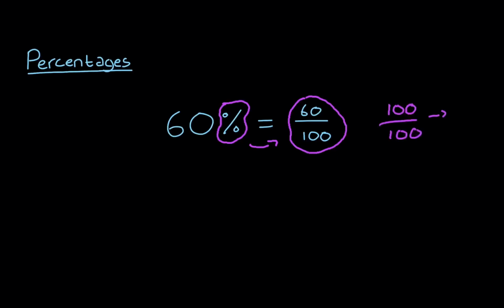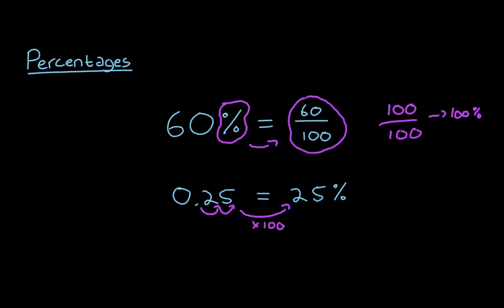which is essentially 100%. Now you can convert a decimal to a percentage. This is done by simply multiplying by 100. So 0.25 times 100, we move the point 1 and 2 places because 100 has two zeros, which will give you 25%.